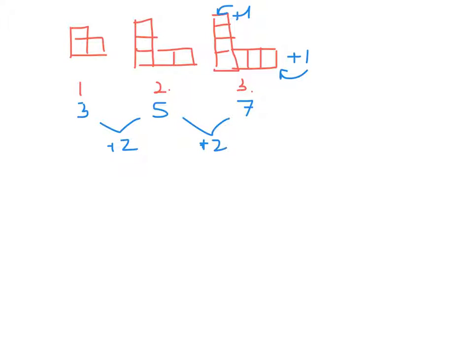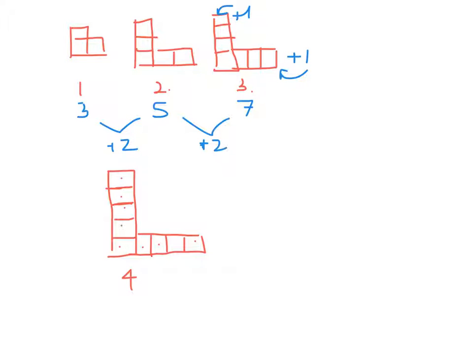Figure 4 would look something like this, wouldn't it? It would have to have 9, so we would have 5 tiles going up and 5 going out for a total of 9. 1, 2, 3, 4, 5, 6, 7, 8, 9.